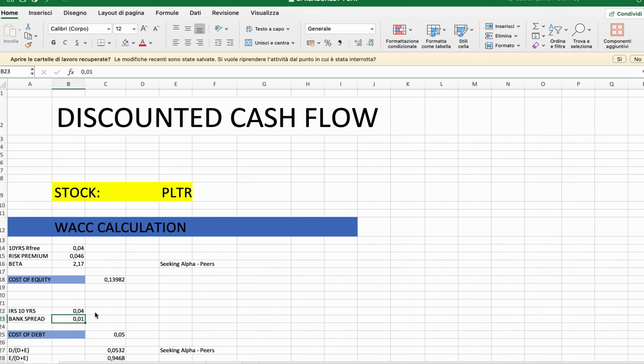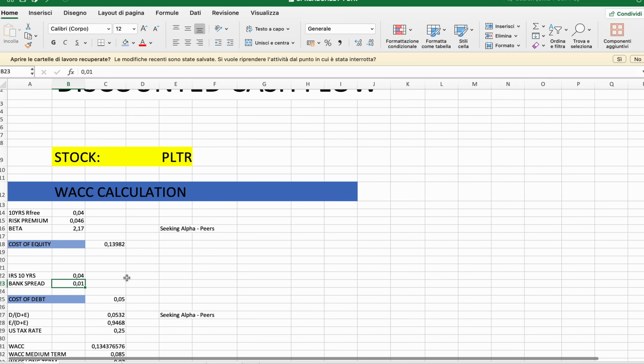So let's start with the financial analysis. First, we understand the basic assumptions that I've made in order to come up with a valuation. First of all, we come up with the weighted average cost of capital, that is made of the cost of equity and the cost of debt.